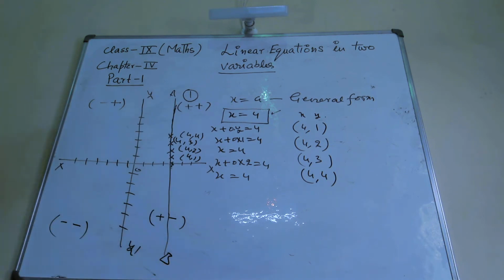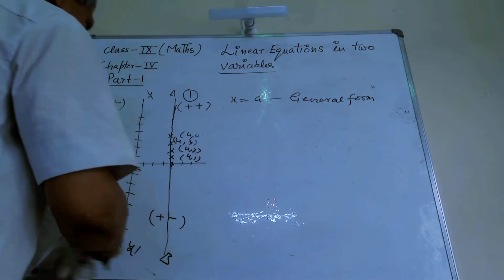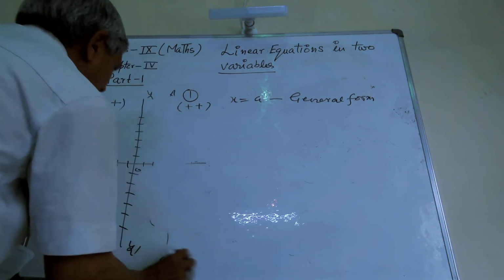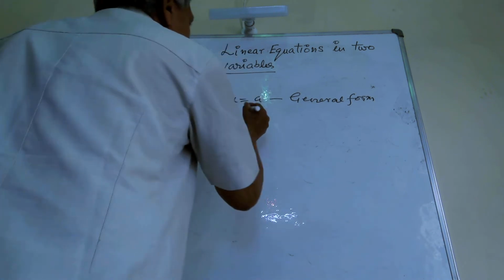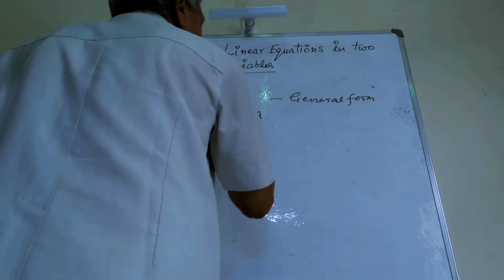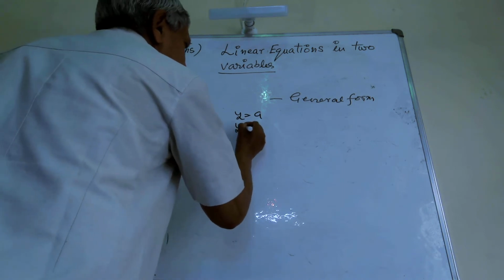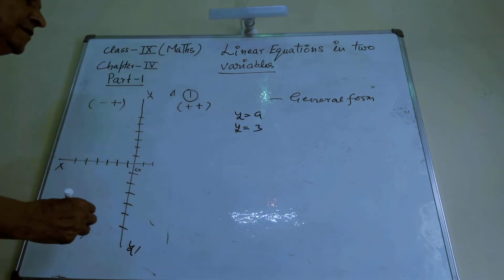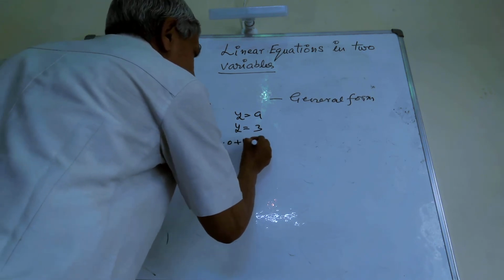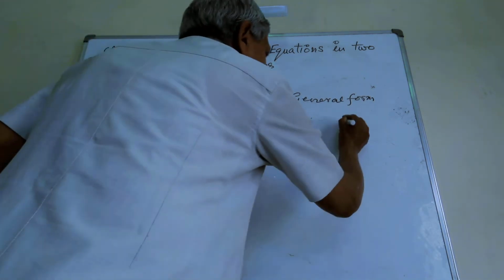So now I am taking the next example, y is equal to a. This is the second equation, the general form, and you can take y is equal to 3. Now x into 0 plus y is equal to 3. You can change this equation into this form. Now find out the points.